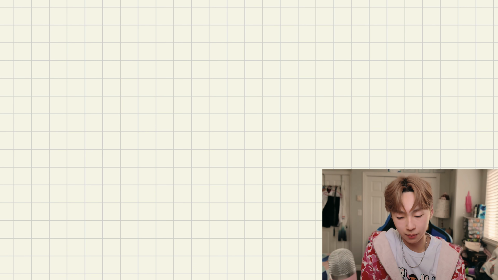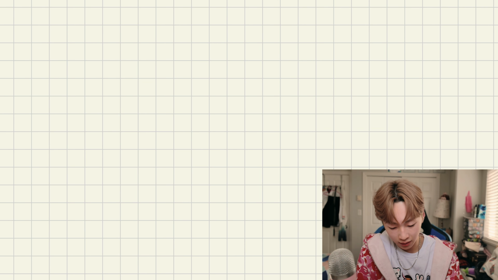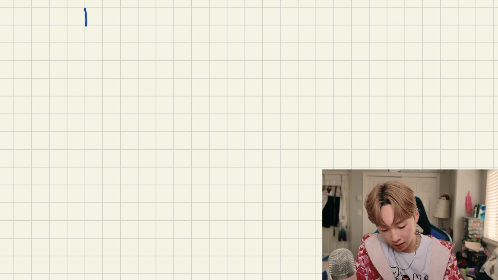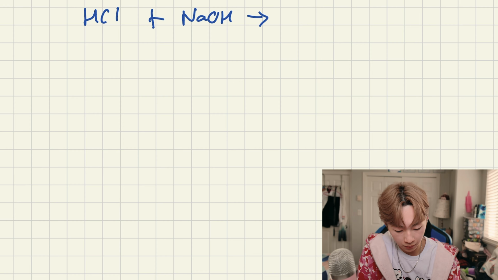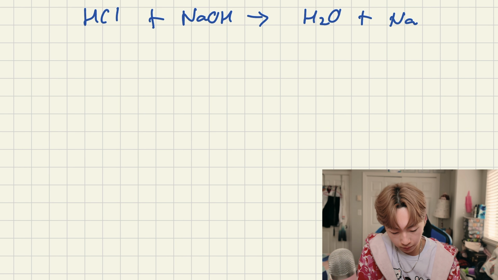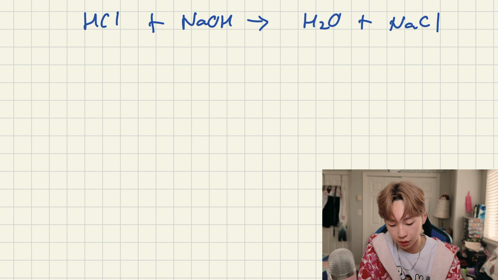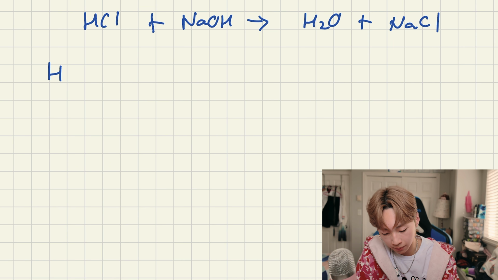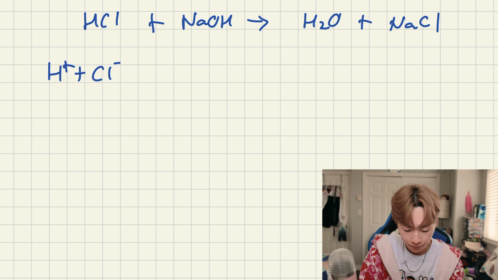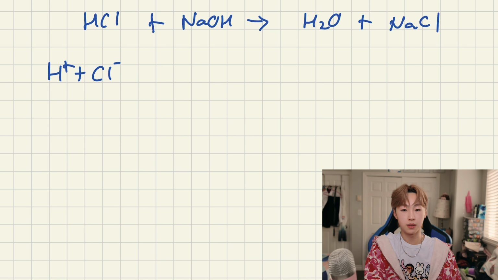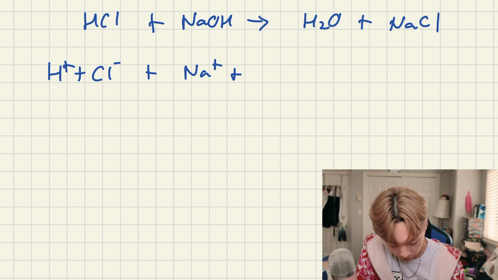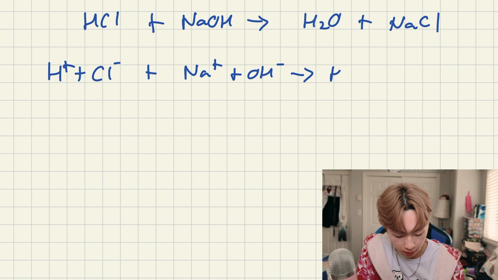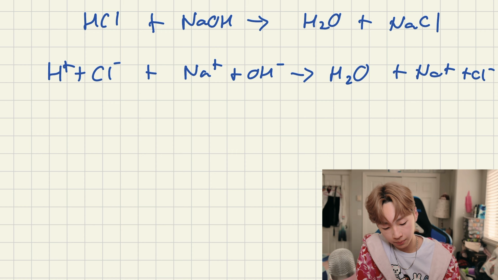Anyways, let's quickly go over some net ionic and complete ionic equations for titrations. Let's say HCl plus NaOH. That's going to form H2O and NaCl. For net ionic, we dissociate everything that we can. We know we could dissociate H plus and Cl minus because HCl, it's a strong acid, right? So it's going to dissociate fully. Same with NaOH. Water we can't, and then Na plus and Cl minus. So that's our ionic equation.